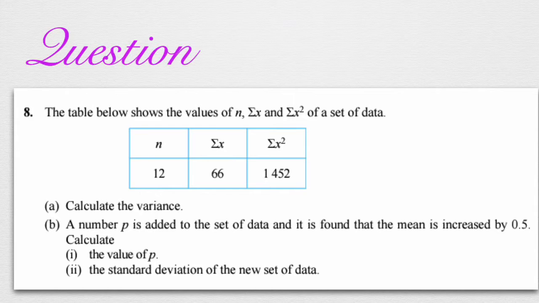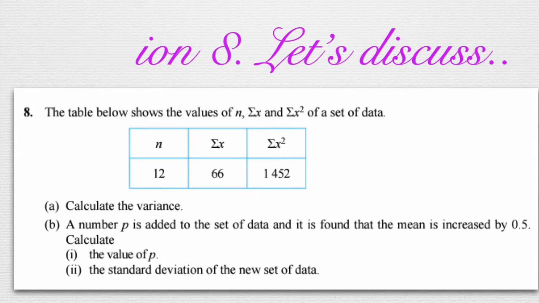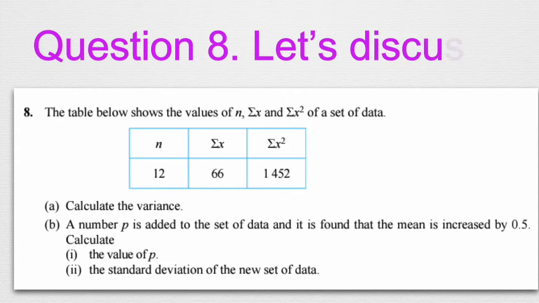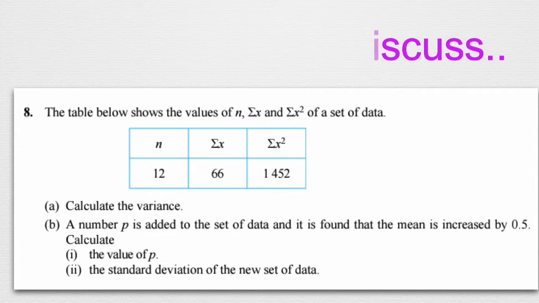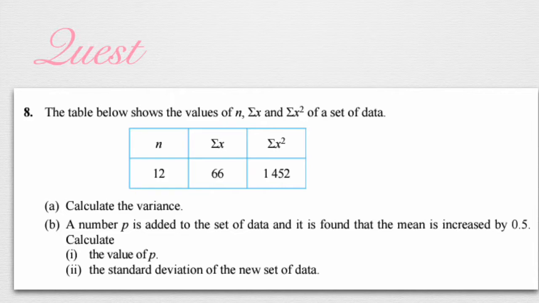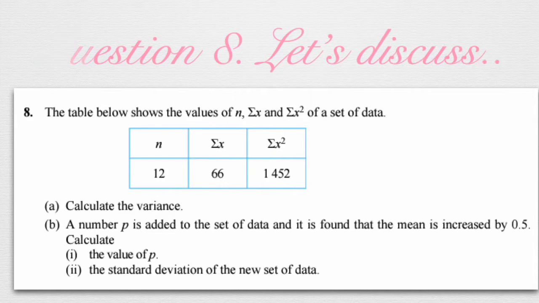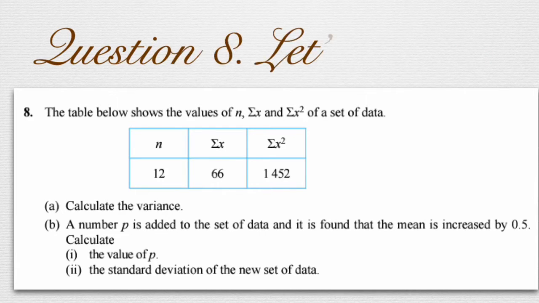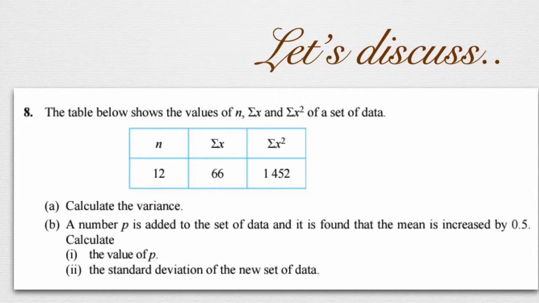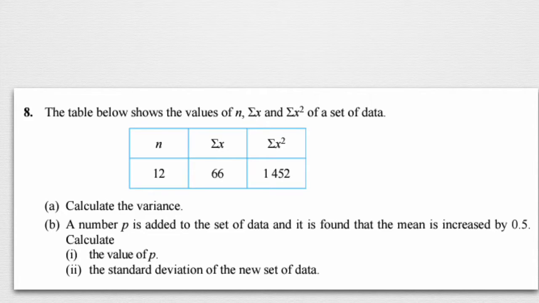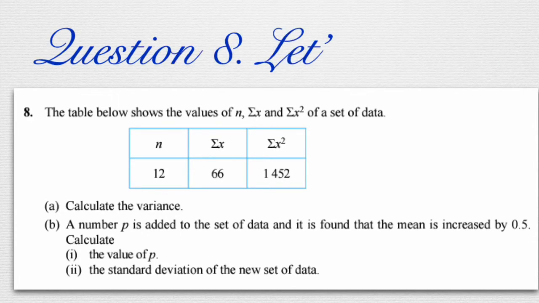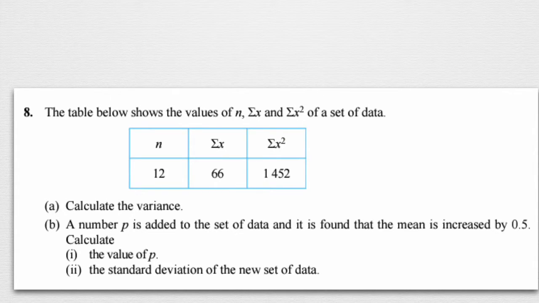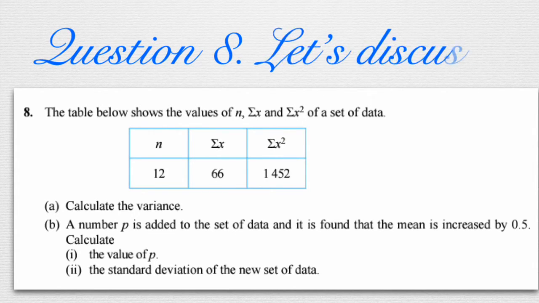Okay, dear students, first of all, let's read through the question carefully. The table below shows the values of n, summation of x and summation of x squared of a set of data. So the table was given, with n, sum of x and sum of x squared. For question A, calculate the variance. This one I think we need to use a formula.